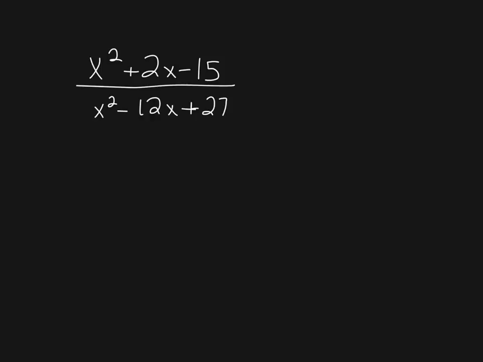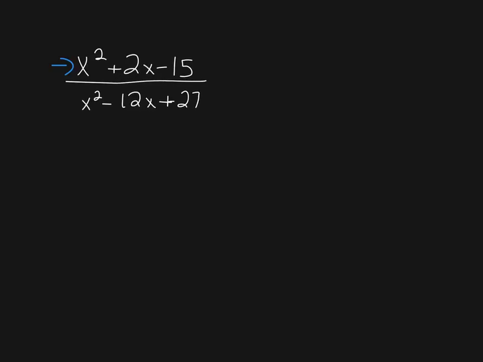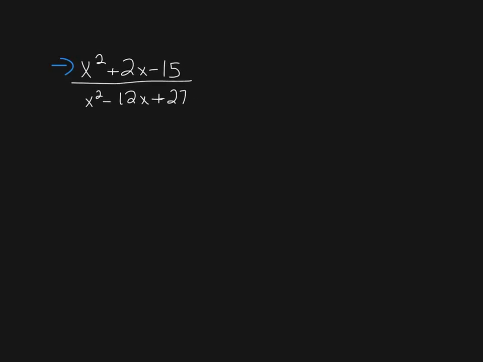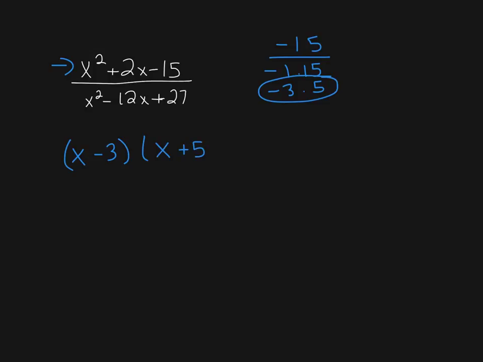Okay, before we can simplify this, we need to find the factors of it on the numerator and the denominator. So let's do the numerator first. We've got a times c, which would be negative 15. So my signs are different. Larger is positive because b is positive. So negative 1 times 15 doesn't work. Negative 3 times 5, that works. So x minus 3 and x plus 5.